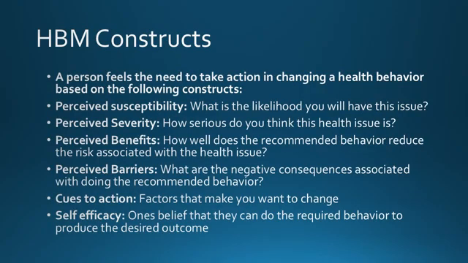So there are 6 main constructs in the health belief model. And in order for someone to fully go through the health belief model, this person needs to feel that taking action and changing the negative health behavior needs to follow these 6 constructs. The first is perceived susceptibility. So this person needs to think, what is the likelihood that I will have this issue? Then perceived severity. How serious do they think the health issue is, and how can it affect them? Perceived benefits. How well does the recommended behavior reduce the risk associated with the health issue? So what are the benefits in changing this negative behavior? Perceived barriers. What are the negative consequences associated with doing the recommended behavior? So what kind of roadblocks and other things are preventing this person from engaging in the positive health behavior?